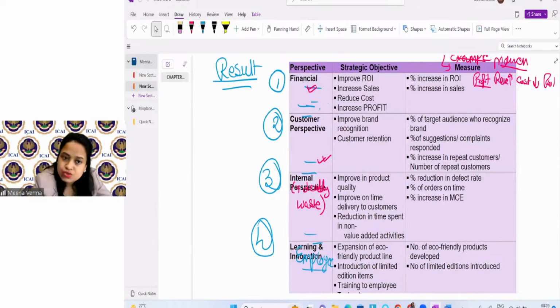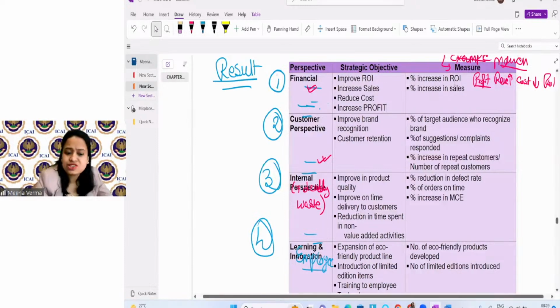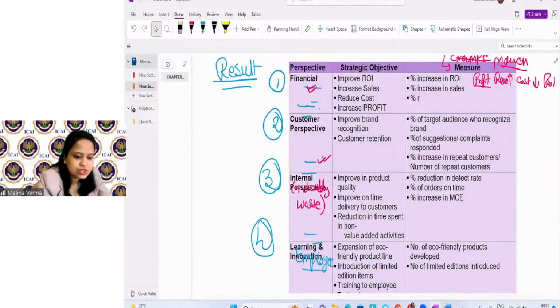Whether you managed to reduce the cost, whether you managed to increase the sale, whether you managed to increase the profitability, whether you increased the return on investment or not. For that, you will check what is the percentage of increase in return on investment, what is the percentage of increase in sale, and what is the percentage of reduction in cost.